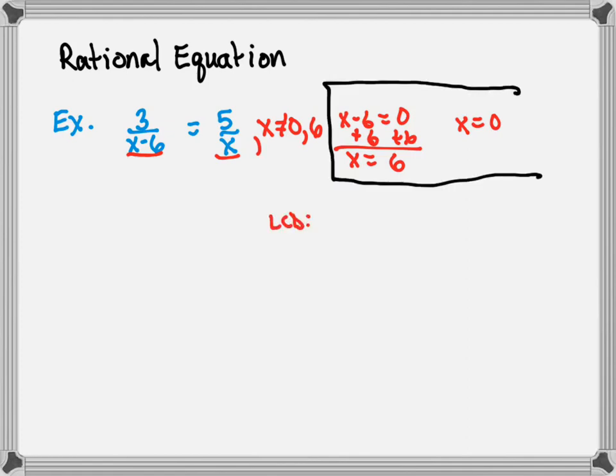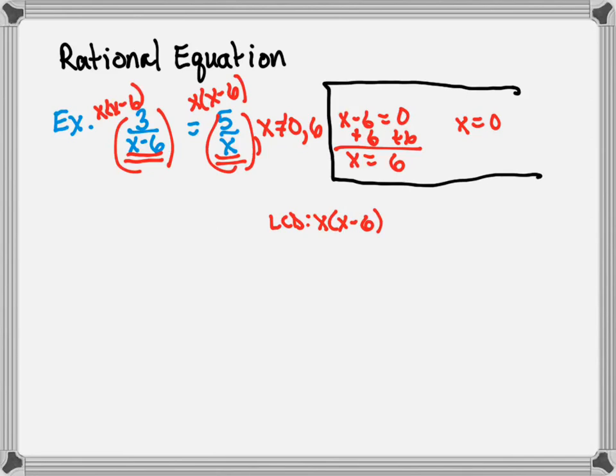Let's find our LCD, and we do that by looking at our denominators. So we have x minus 6, that needs to be a factor in our LCD. We have x, that's another factor in our LCD. So our LCD is the product x times x minus 6. Okay, let's multiply all of our terms by the LCD. So on the left-hand side, x minus 6's cancel out, and we're left with 3 times x. On the right-hand side, x's cancel out, and we're left with 5 times x minus 6.